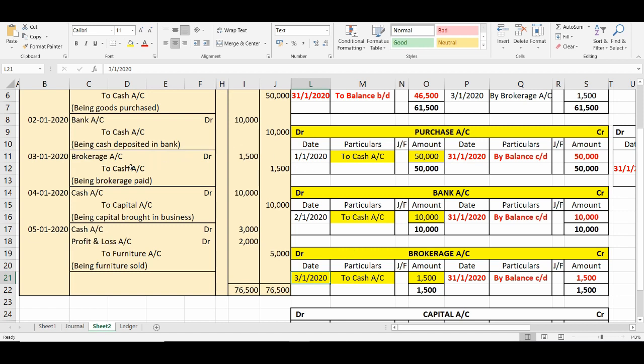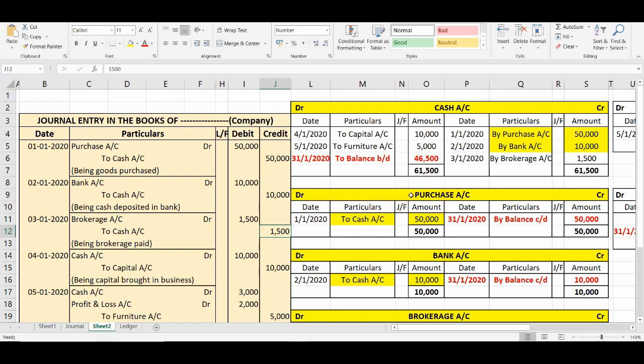Coming back to the entry. Now in the cash account, cash here is on the credit side. So in the cash ledger, on the credit side, an amount of 1,500 should come under the name of brokerage account. Again, the date given here is 3rd January 2020, which is already mentioned in the journal.